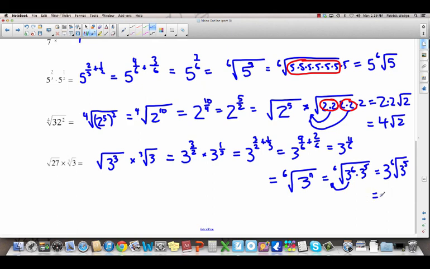If you want, you can simplify this, because you know what 3 to the 5th power is. Take your calculator if you need to. 3 times 3 times 3 times 3 times 3 is 243. So it's 3 times the 6th root of 243.